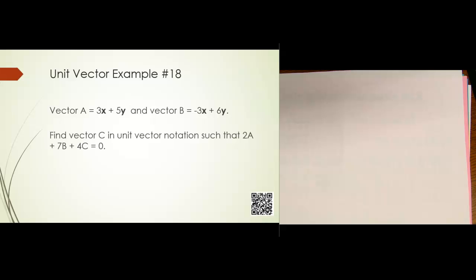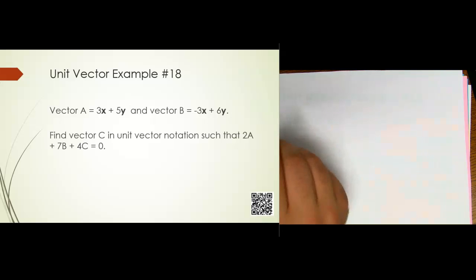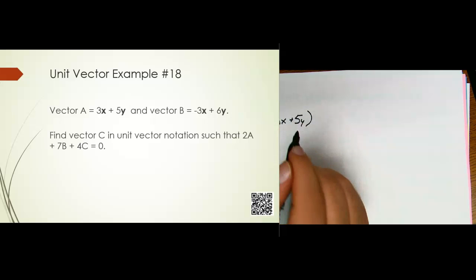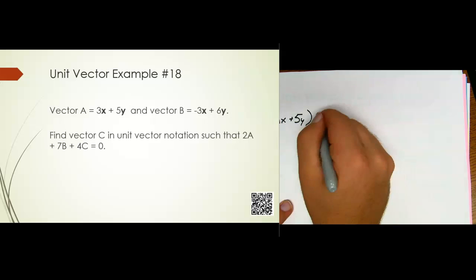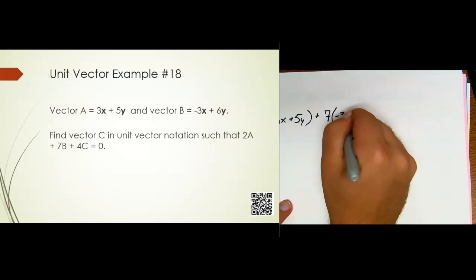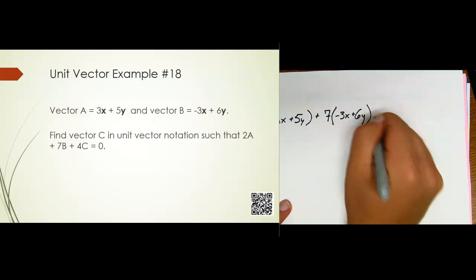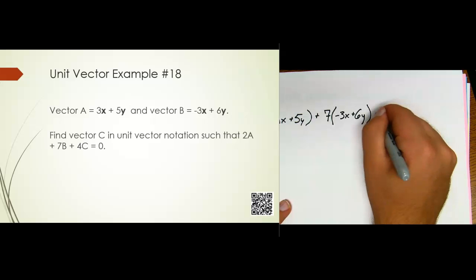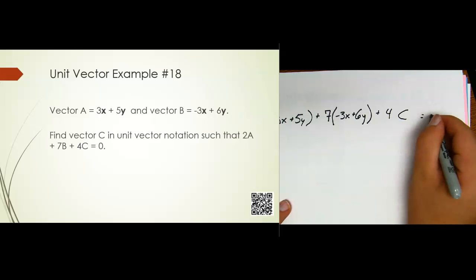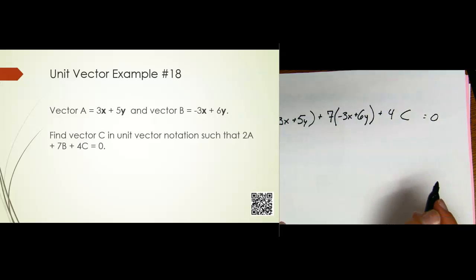It says vector A is 3x plus 5y and vector B is negative 3x plus 6y. Find vector C in vector notation such that 2A, where A is 3x plus 5y, plus 7B, where B is negative 3x plus 6y, plus 4C, which we don't know, is equal to 0.